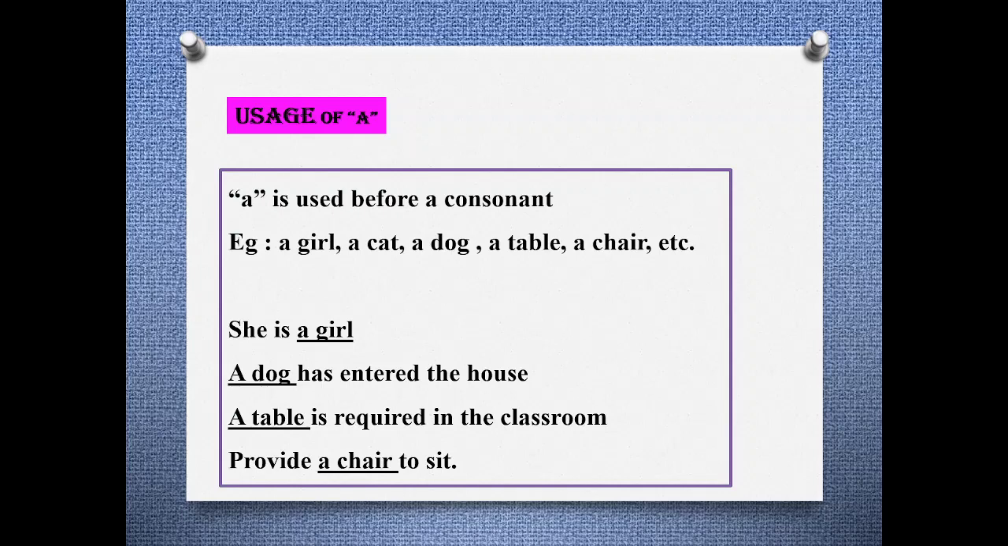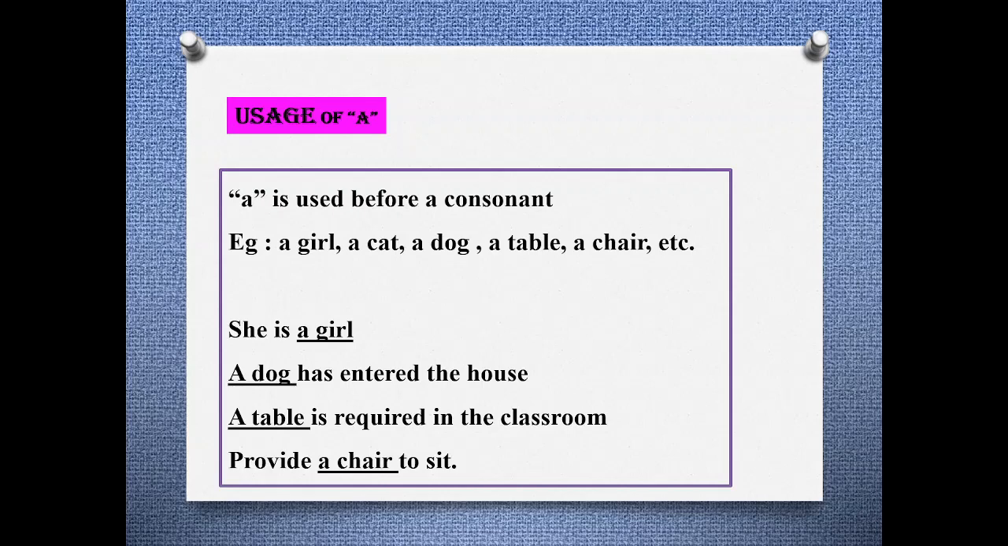So as I told you, "a" is used before a consonant. See, a girl. G is a consonant, not a vowel. All of you know A, E, I, O, U are vowels. All the other letters of the English alphabet are referred to as consonants. So as G is a consonant, we are using "a". Again, if you look at the next example, a cat. So C is a consonant. So we are using "a".